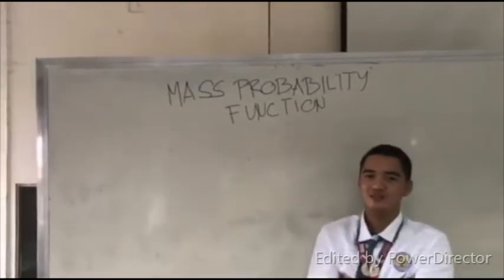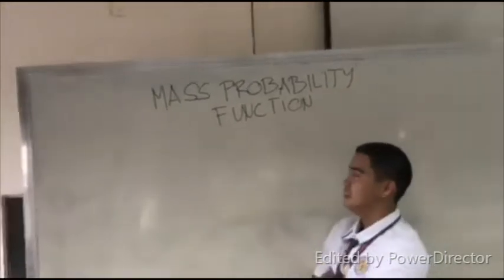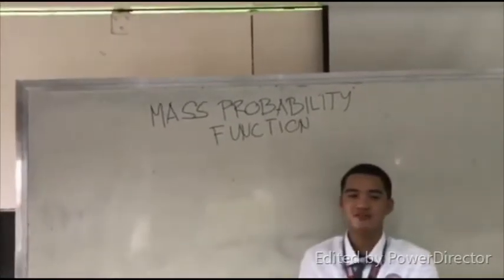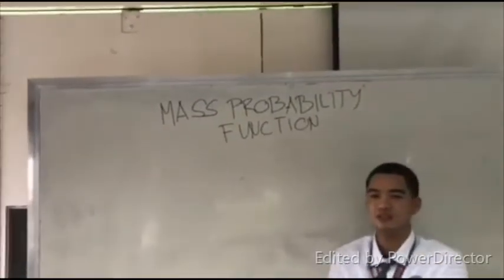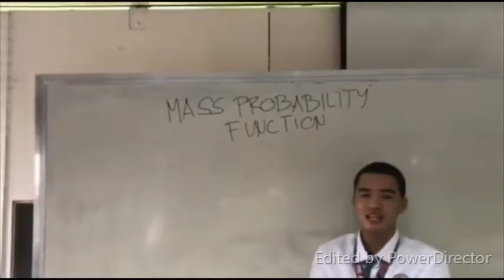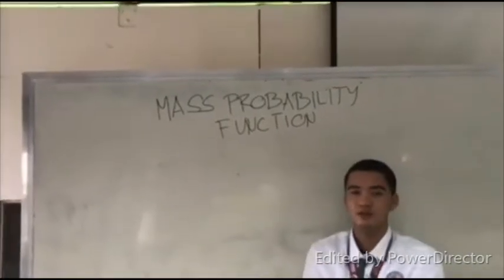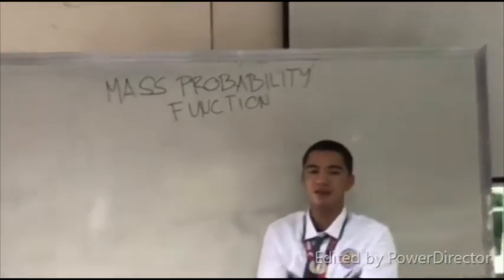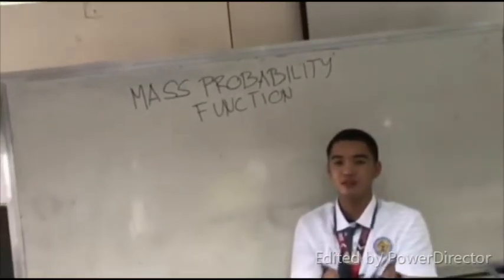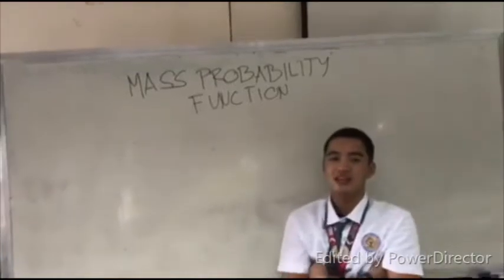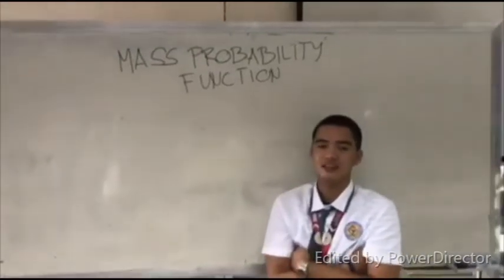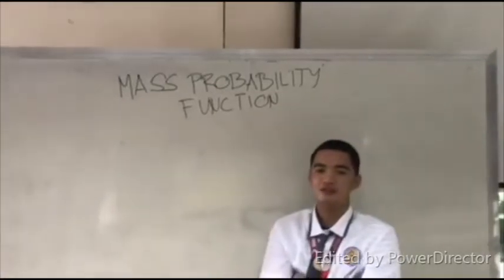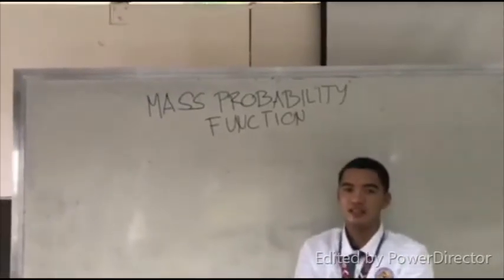Today, I'm going to talk about the probability mass function. The probability mass function is a function that gives the probability that a discrete random variable is exactly equal to some value. It is often the primary means of defining a discrete probability distribution, and such functions exist for either scalar or multivariate random variables whose domain is discrete.